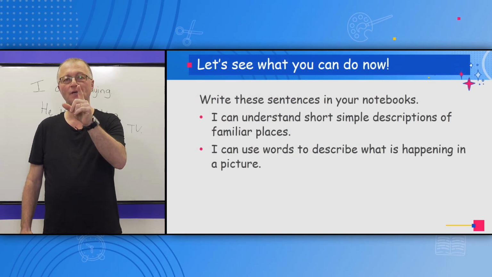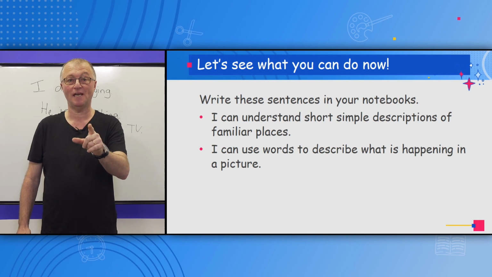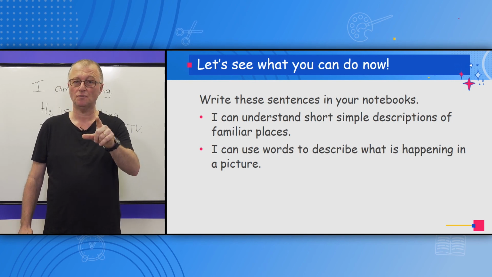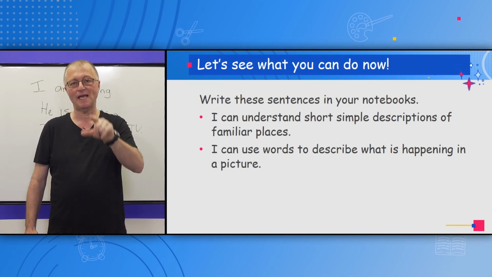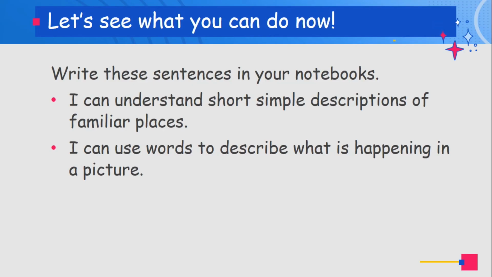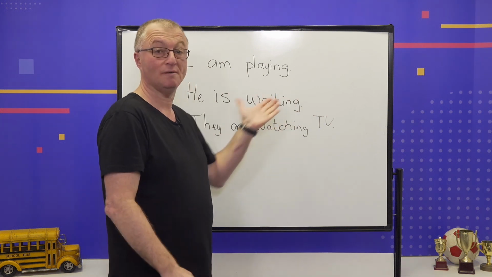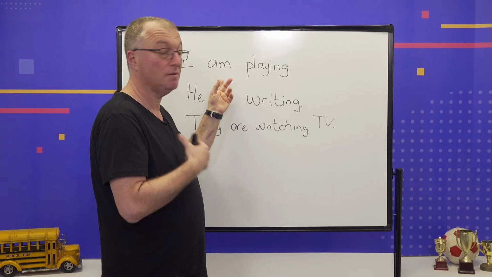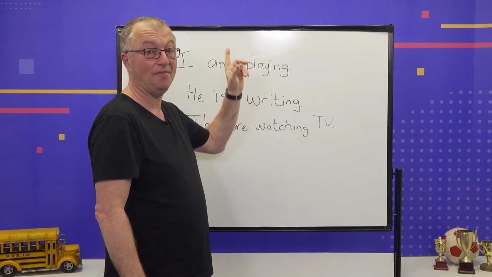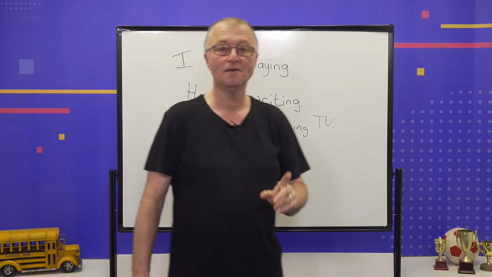Now, do you remember the questions that I asked you at the beginning of the lesson? The things you can or can't do? Well, I'm sure now you can write these sentences in your notebooks. I can understand short, simple descriptions of familiar places like the park, like my grandma's house, and I can use words to describe what is happening in the picture, because we did sentences like that. Remember the helping verb, the verb, and the ing. Don't forget the ing. Okay.